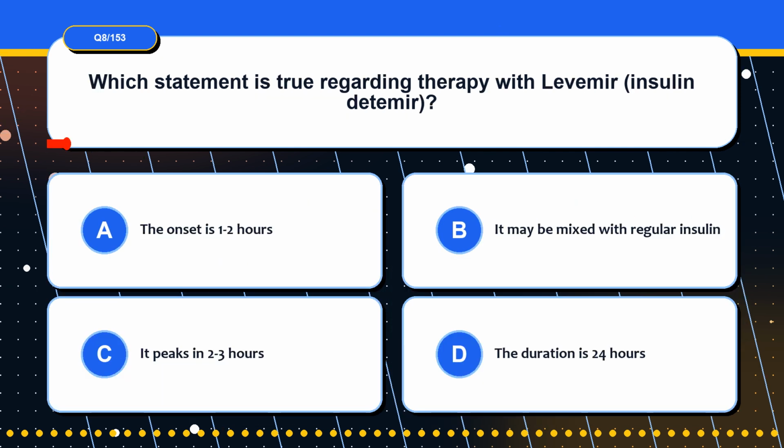Question 8. Which statement is true regarding therapy with Levemir insulin detemir? Here are the options. Option A. The onset is 1-2 hours. Option B. It may be mixed with regular insulin. Option C. It peaks in 2-3 hours. Option D. The duration is 24 hours.